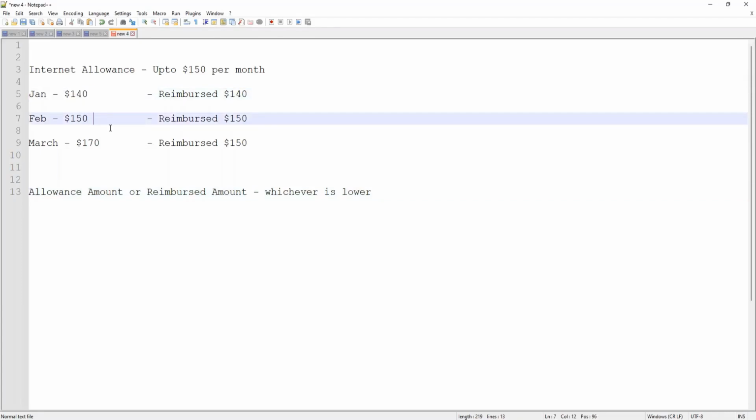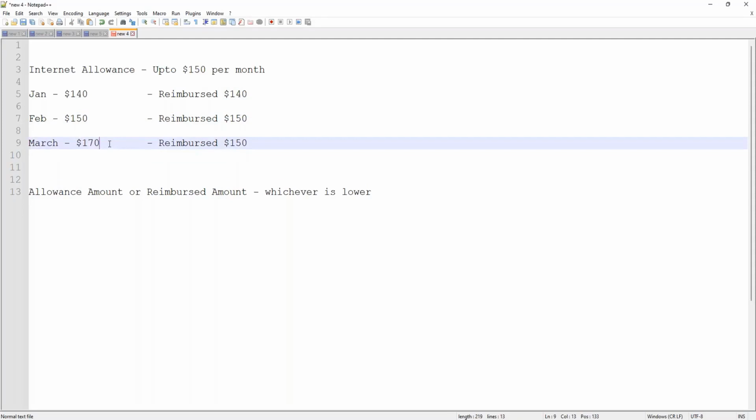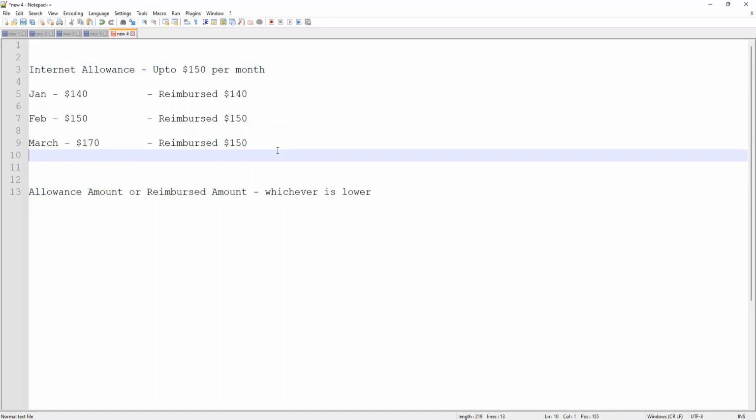If it is equal, everybody is happy. Employees are happy because they got the maximum. And if it is more than the allowance, it says whichever is lower. So that means this $150 is lower, so you will get the $150, right. That is the story with reimbursable allowances.